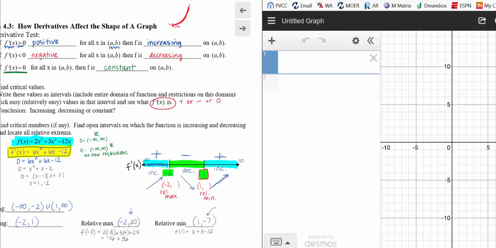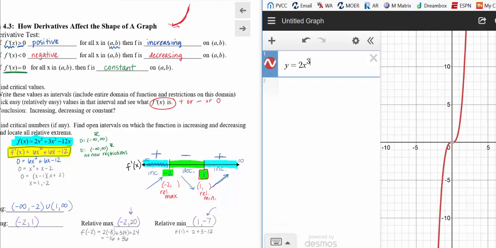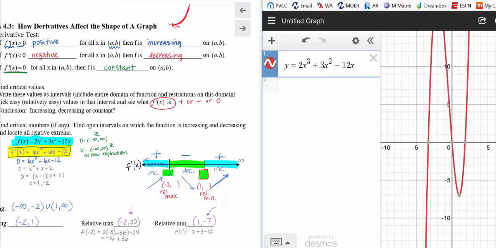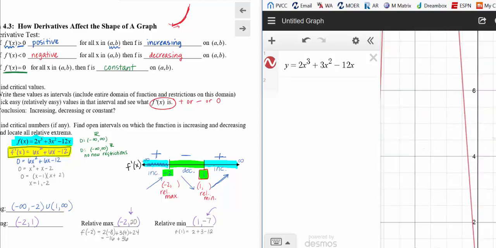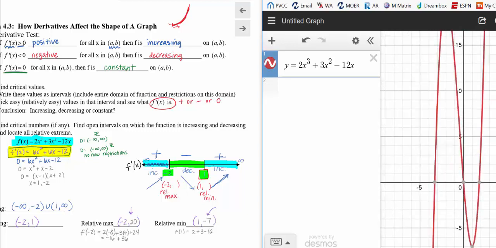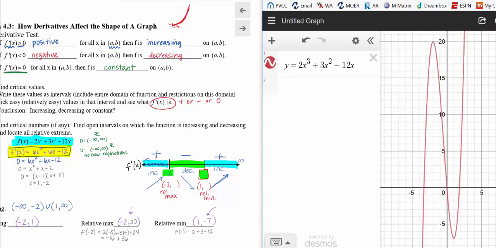Okay, and I'll use Desmos right now to check this so you can kind of see a different graphing tool. If I put the original function into Desmos, again, I'm checking the original function here. 2x cubed plus 3x squared minus 12x. Okay. And I'm going to change the window so I can see what I'm looking for here. Maybe I'll zoom out a little bit.